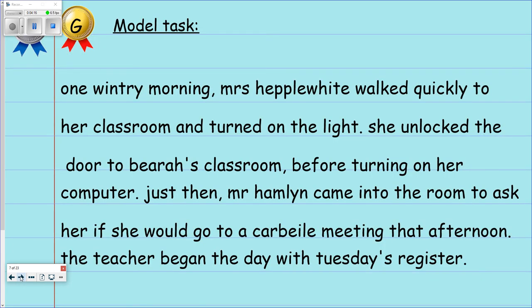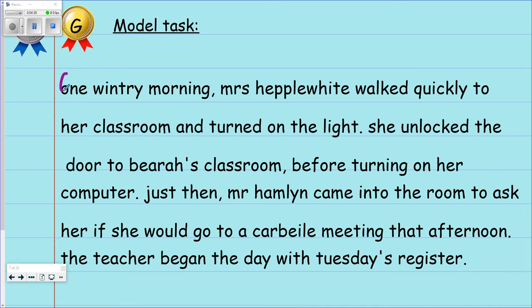So silver and gold, like I said, they're together. So you're going to be given in a minute a paragraph where the punctuation is actually in the paragraph, but you've got to have a look for missing capital letters. So let's have a look here. So we know for one wintry morning, that would be a capital letter at the beginning of the sentence. One wintry morning, Mrs. Hepplewhite.